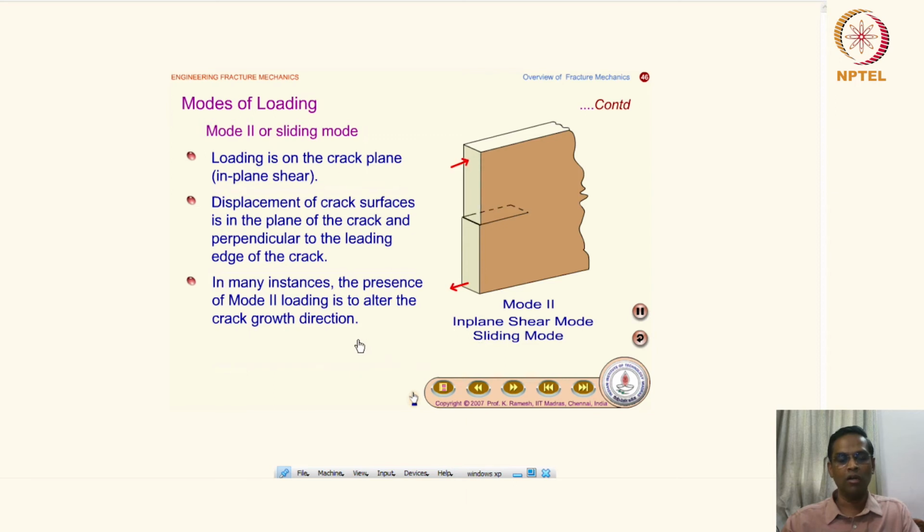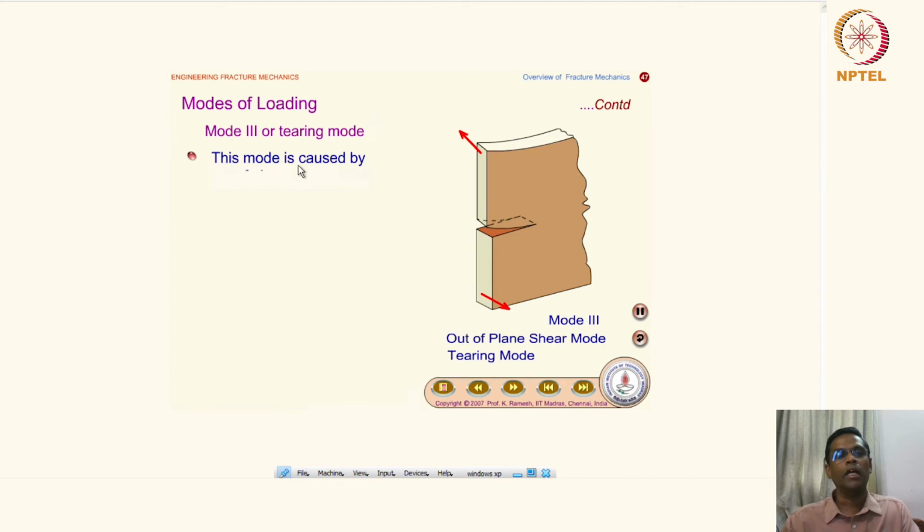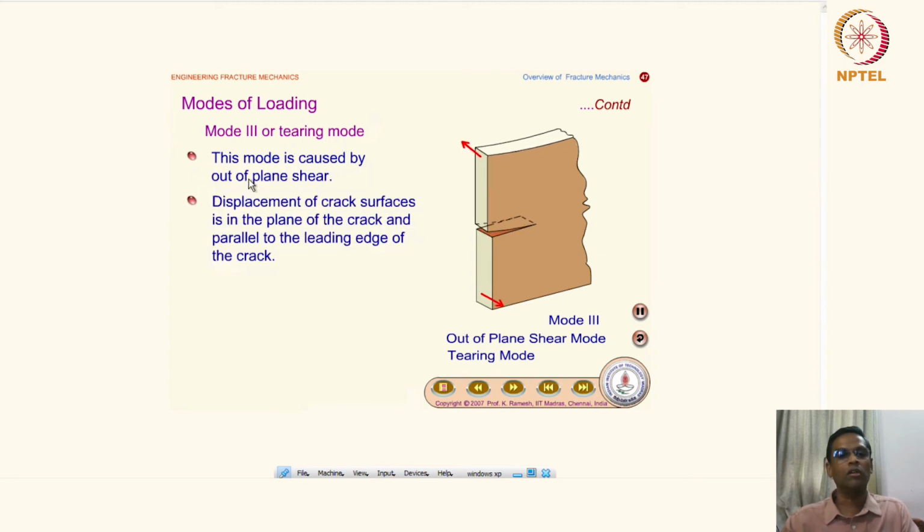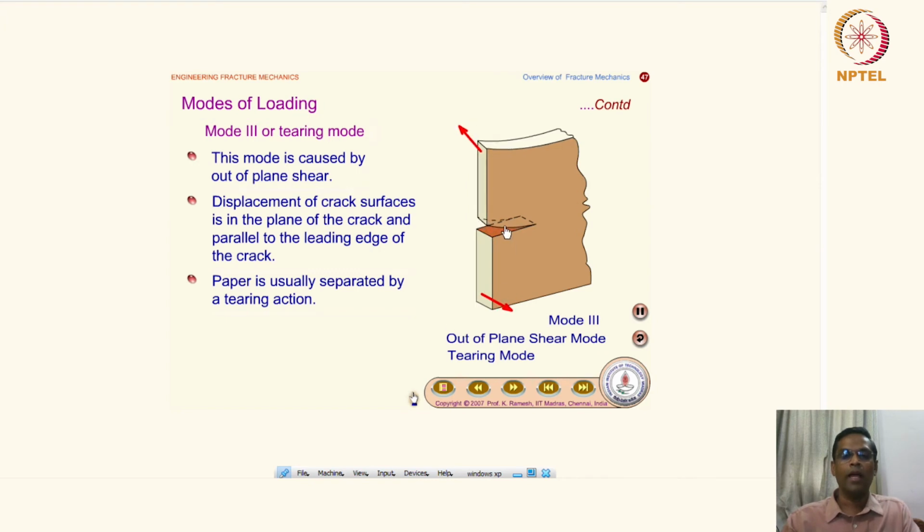Mode 1 is called opening mode. Okay. So what is the third one? Third one is tearing mode. Mode 3 is called tearing mode. This mode is caused by out of plane shear. Okay, so this is a shear stress direction, and obviously the shear is out of plane.